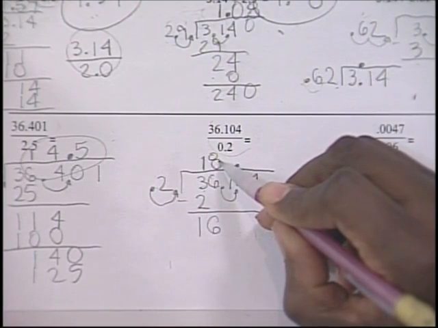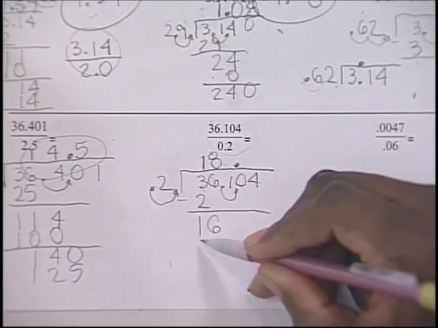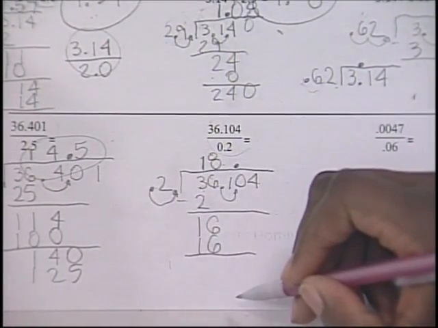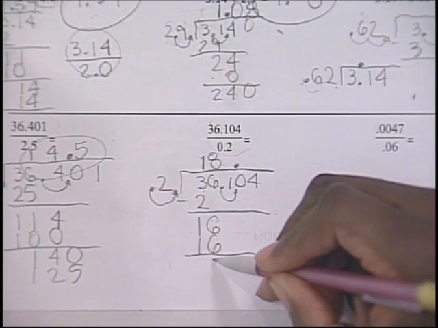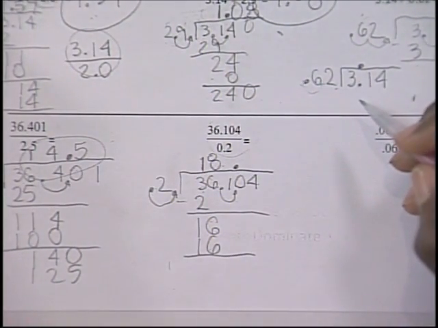After we divide, we multiply again. 8 times 2 is 16. After we multiply, we subtract again. 16 minus 16 is 0. So I can put 0 there, or I don't have to put anything there at all.